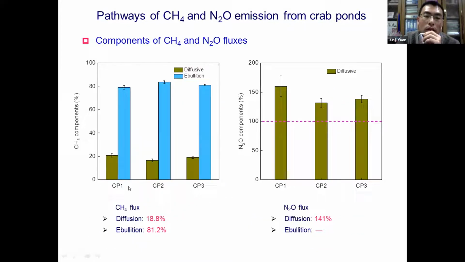So we find the diffusive fluxes contributed lower than 20% of the total fluxes, and the ebullition contributed about 80%. But we can see the diffusion flux estimated by the diffusive model is higher than the actual fluxes.